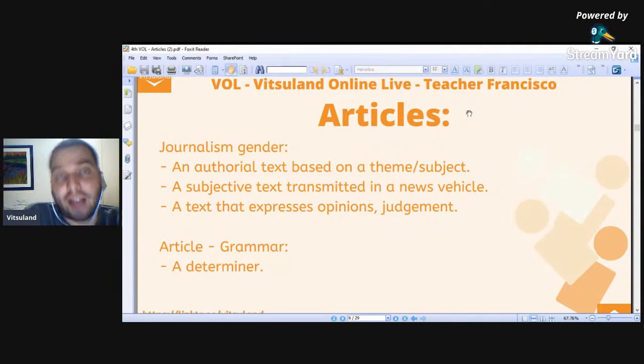It's a subjective text, so it's a text that expresses the opinion or the judgment or the impressions or the feelings or the particular point of view of the theme or the subject. So in general, when someone is going to write an article, he or she has to think about what's his or her point of view. What does he or she consider important to write about?